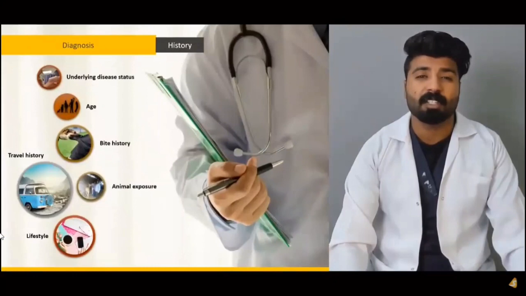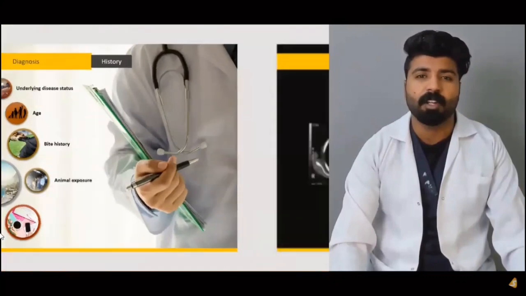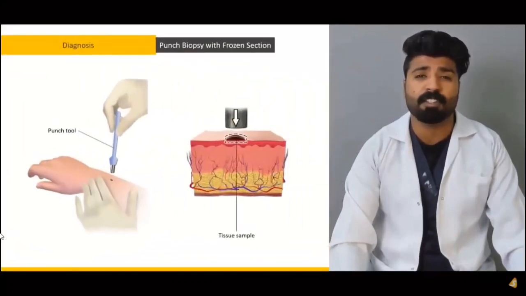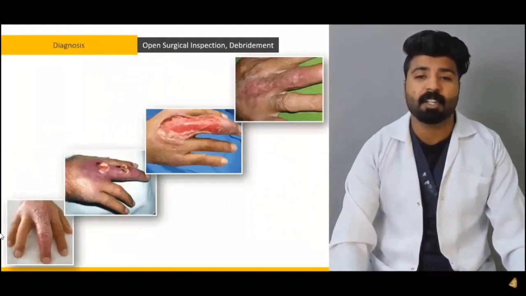Next, after getting all of this data on different kinds of skin and soft tissue infections, we're going to go for the diagnosis. First of all, we'll talk about the history, and specific factors which will help us in reaching our differential diagnosis. And from there, we'll go for the different diagnostic modalities. We'll go for soft tissue radiography if it's required, pinch biopsy if it's required, tissue sampling if it's required. And then in diagnosing that patient, we can also go for open surgical inspection and debridement, and that might also help us in reaching the diagnosis.